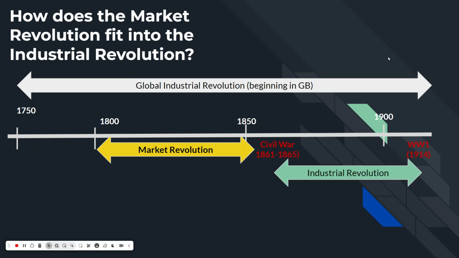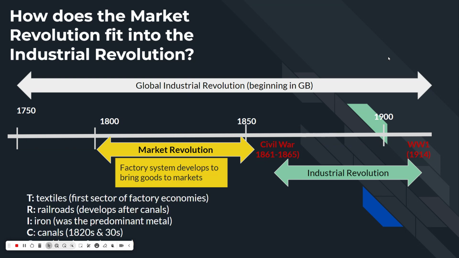So the first piece of the Industrial Revolution is what historians call the market revolution, and that goes from the early 1800s to the Civil War. After the Civil War is when American historians start to call the economic mass production the Industrial Revolution, and that really ends with the beginning of World War I. But what are some major characteristics of the market revolution?